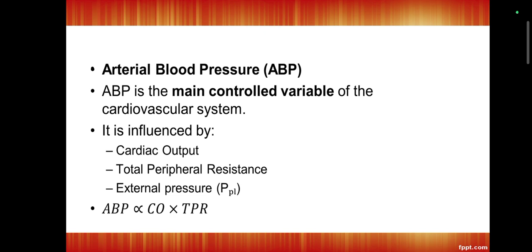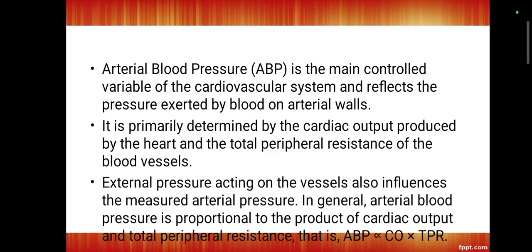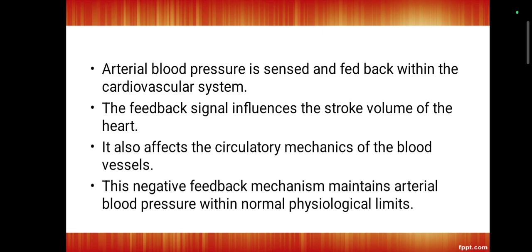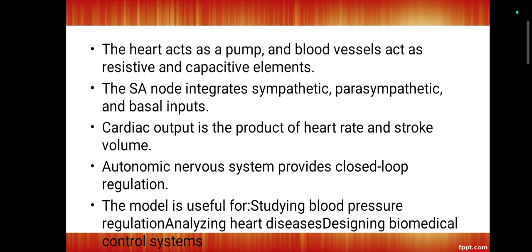Next is the arterial blood pressure, which is the main controlled variable of the cardiovascular system. And here is the next feedback loop, which is responsible for the stroke volume and the circulatory mechanics. The arterial blood pressure is sensed and fed back within the cardiovascular system, and the heart acts as the pump, and blood vessels act as the resistive and capacitive elements. The model is used for the study of blood pressure regulation, analyzing heart diseases, and designing biomedical control systems.